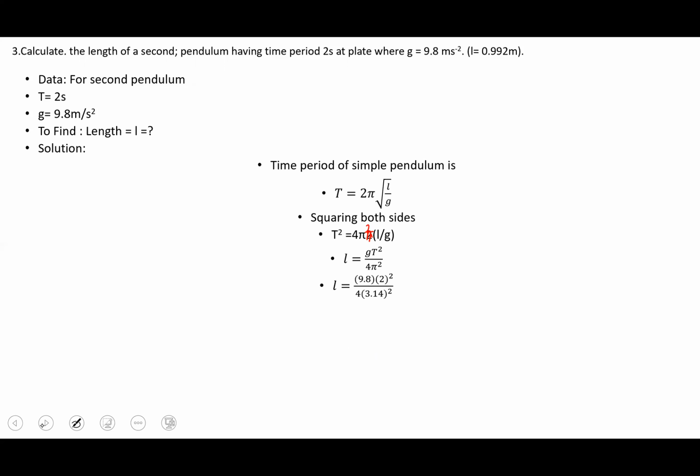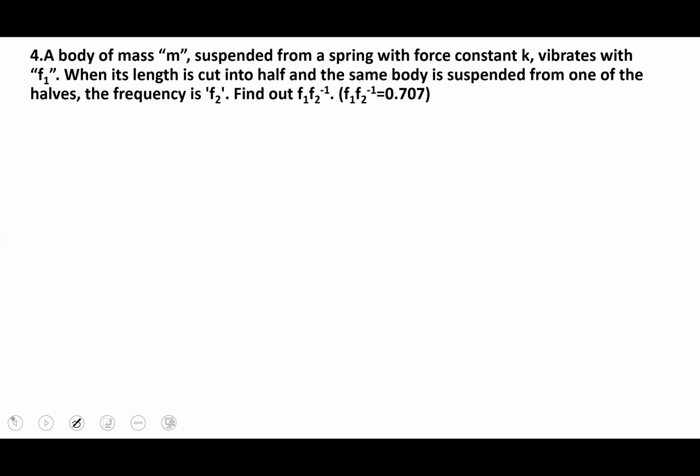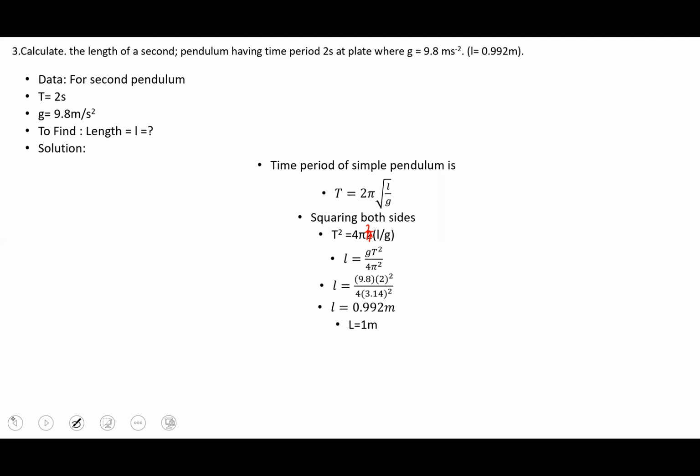So putting in the values of all the quantities, it will be L is equal to 9.8, which is the value of g, into 2 square, which is the value of T square, divided by 4 into 3.14 whole square, as pi has the value of 3.14. So after solving this, what do we get as the value of L? L will be equal to 0.992 meters. So if we round it off, it will be equal to 1 meter approximately.